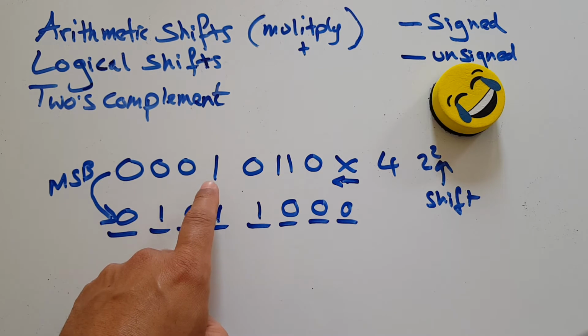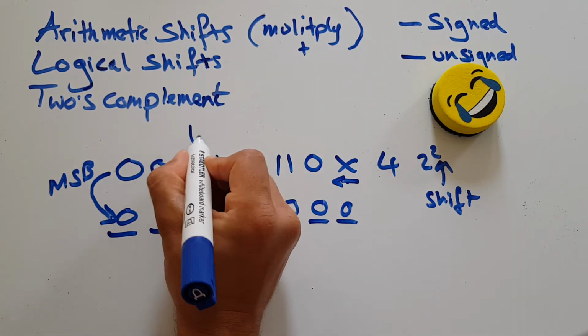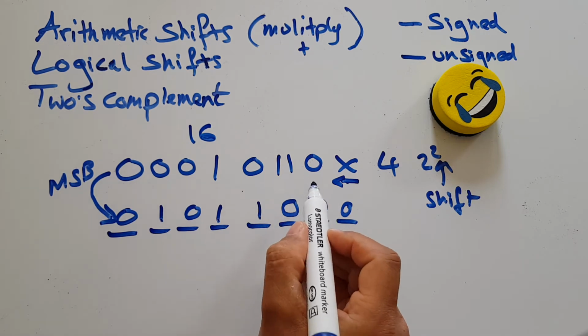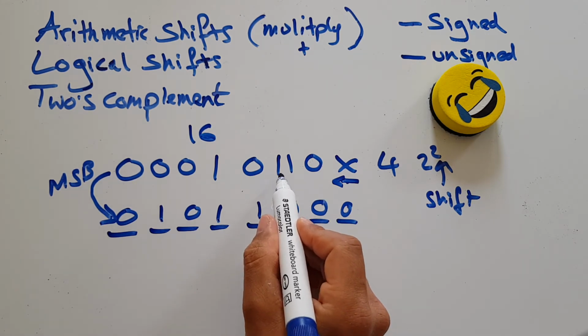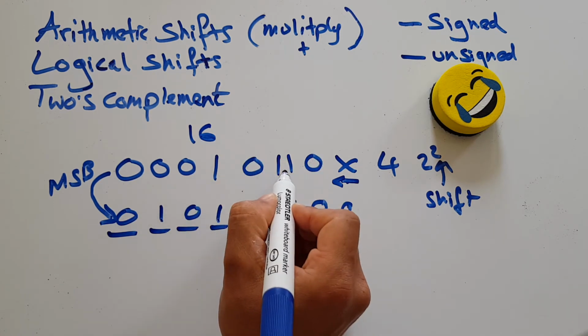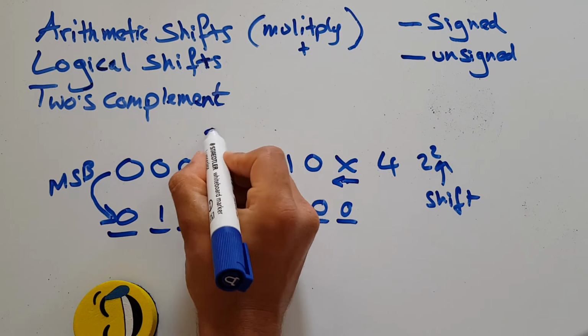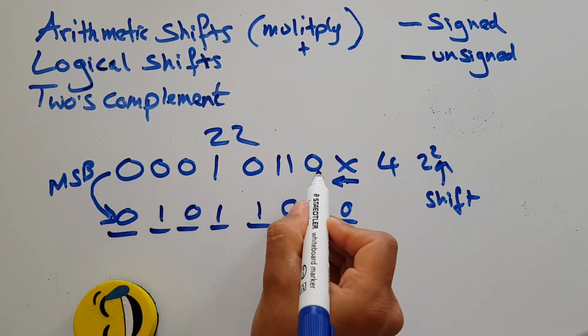Because it's quite big. Let's see, I've got a 16, and I've got a 4 and a 2. So 16 plus the 4 is 20, plus 2. So this is the binary number for 22. Okay, so this binary number is 22.